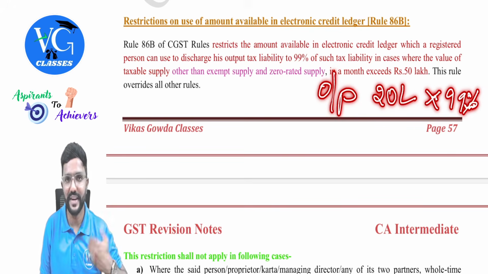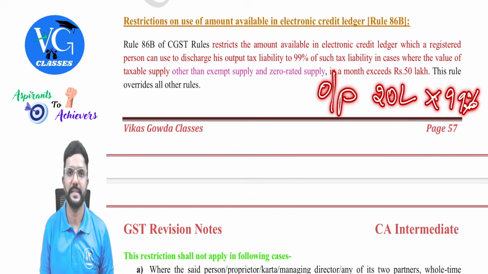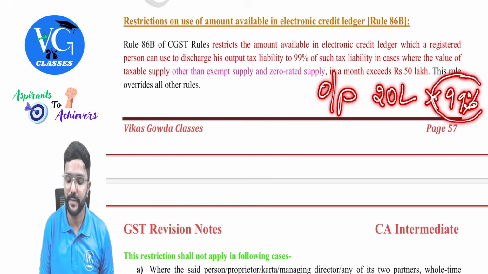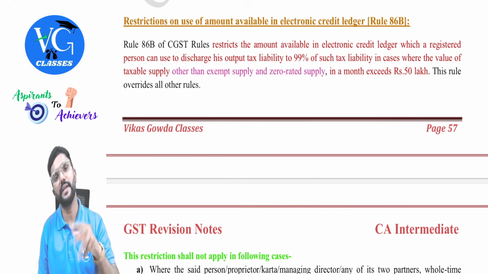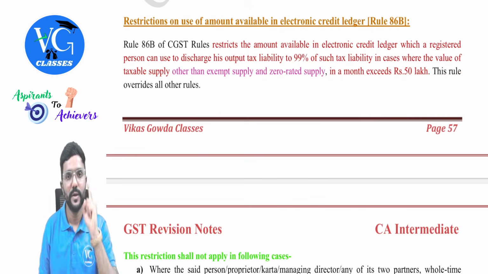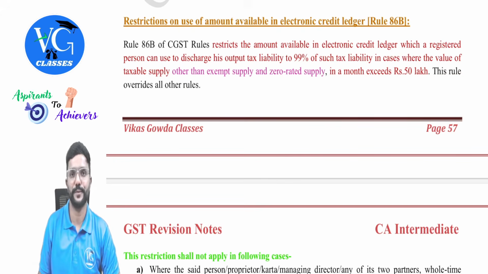So this rule is effective or relevant only when a person is having credit more than output tax. In that case, can you utilize the credit fully? No, they're telling you can maximum use 99% of your output tax as a credit. Remaining credit, if any, you will carry forward. Whereas 1% of the output tax has to be paid through cash ledger.